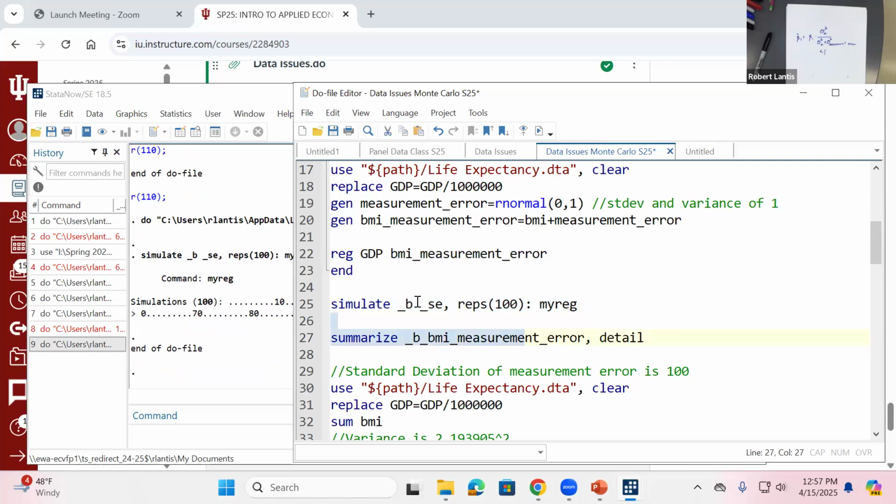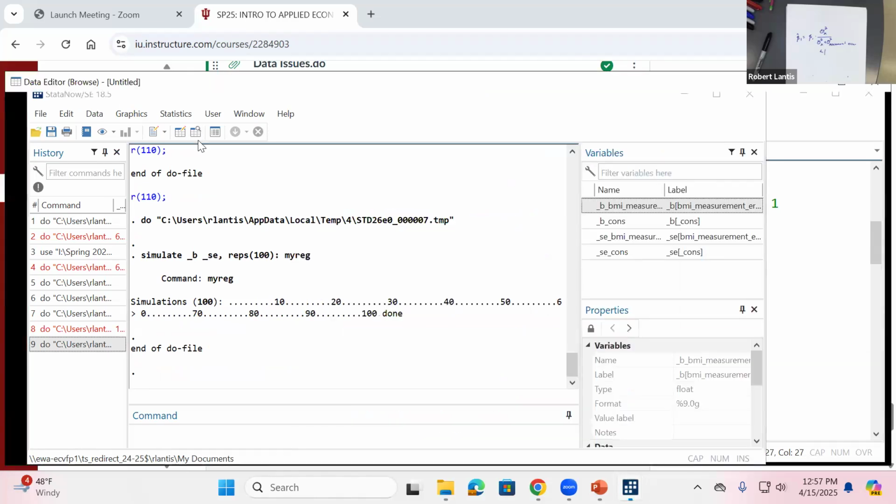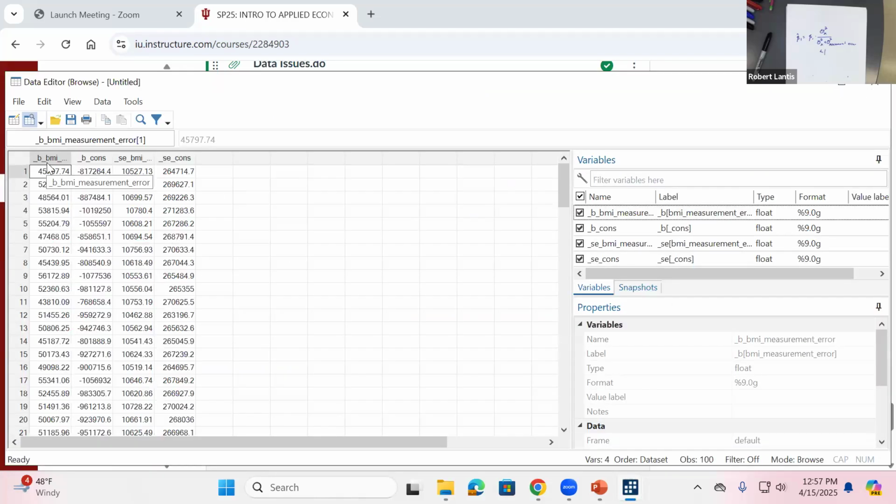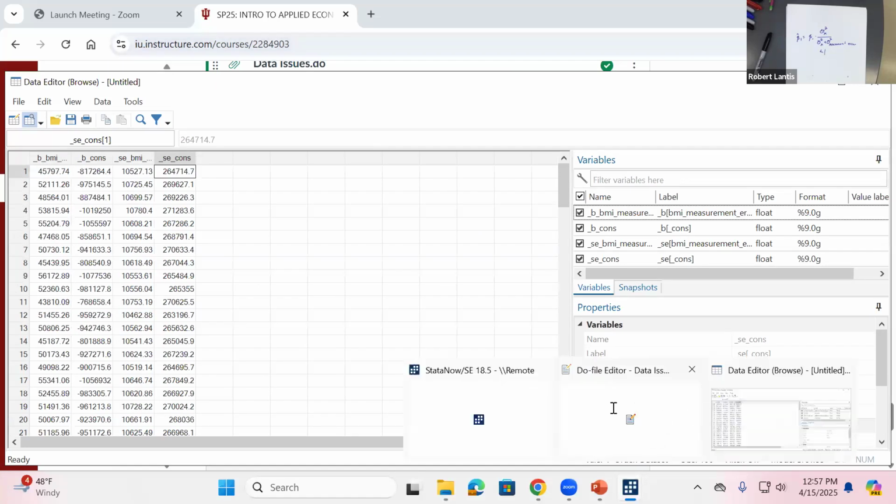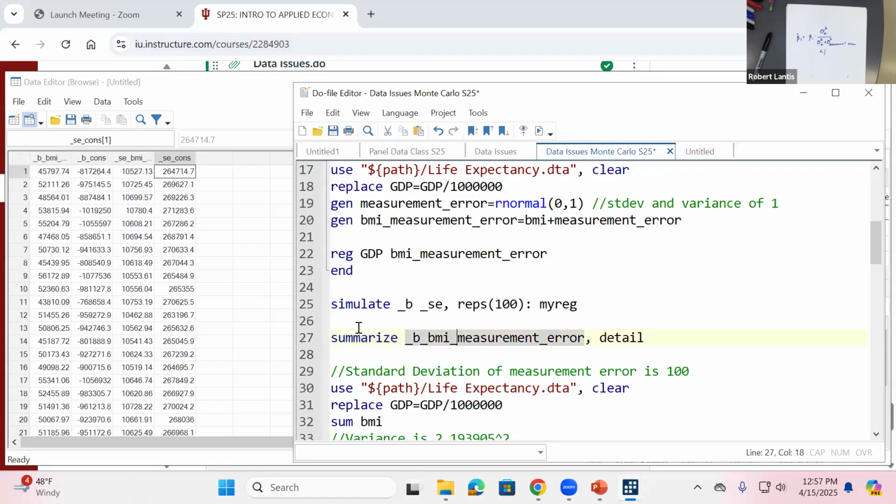This simulation command has saved my BMI coefficient and the standard error. It also saved the coefficient and the standard error of my constant, although we don't really care about the intercept. Beta 0 is in here as well, but there's nothing related to measurement error that we need to worry about there. So all we're going to be focused on is this coefficient and this standard error. Excuse me. So I'm just going to summarize that coefficient column.